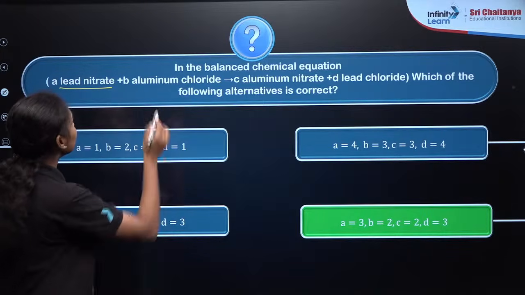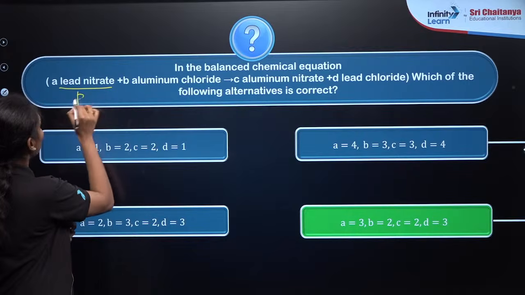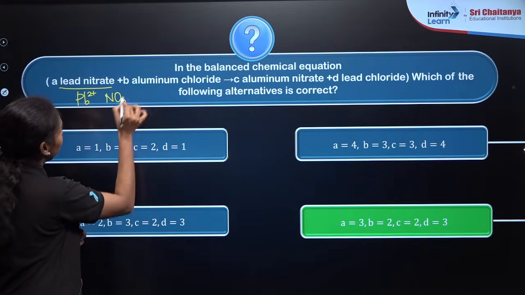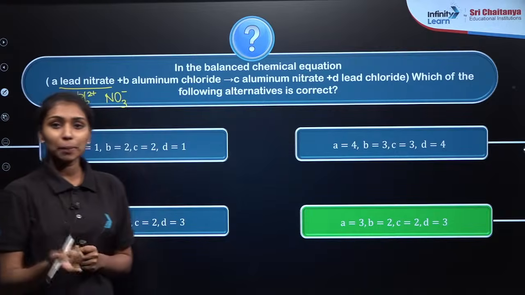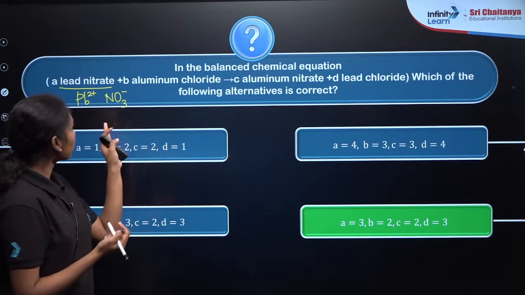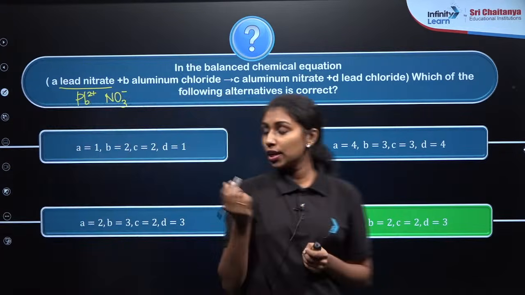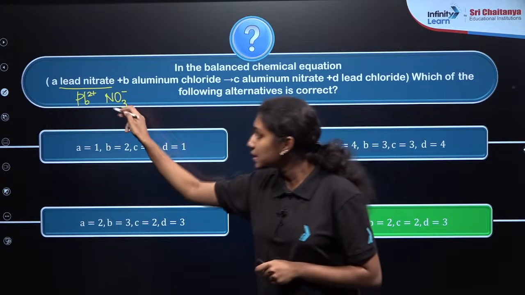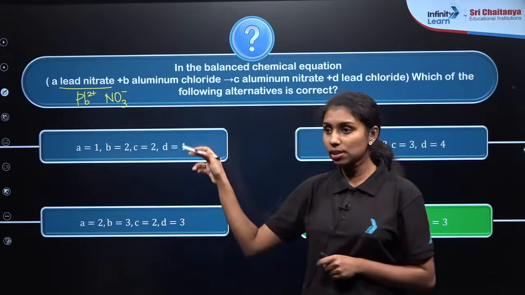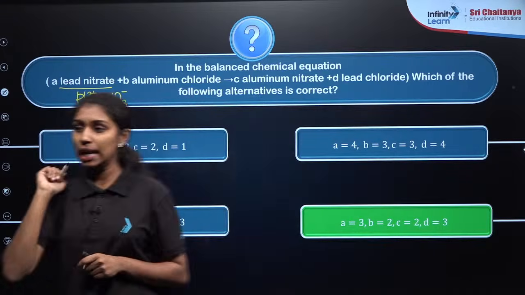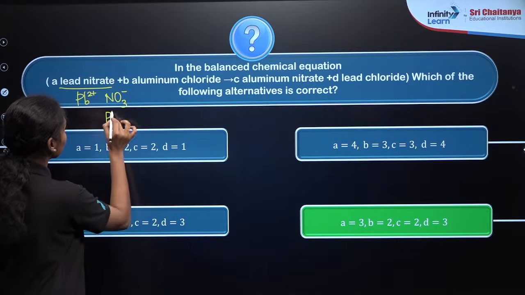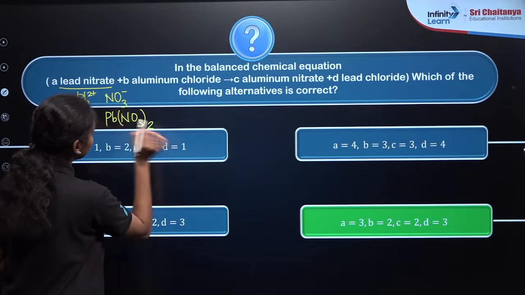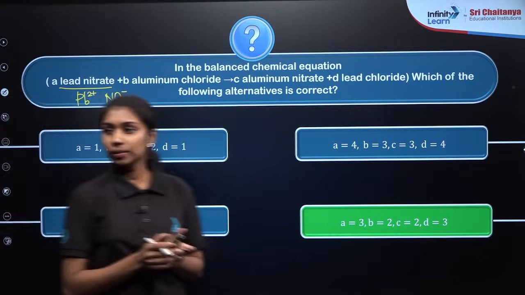In the case of lead nitrate, lead is the cation and nitrate means NO3 minus, right? These are the anion and cation. So how can we write the chemical formula of a compound? We just crisscross the valencies of the anion and cation, right? Pb has a valency of 2 and the nitrate ion has a valency of 1. So by crisscrossing, we get the chemical formula Pb(NO3)2. Is that clear?